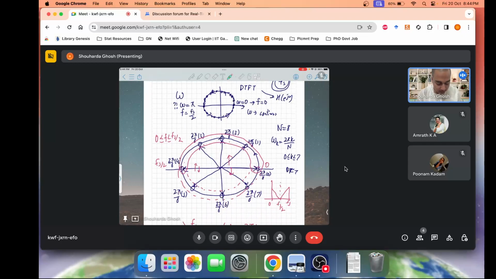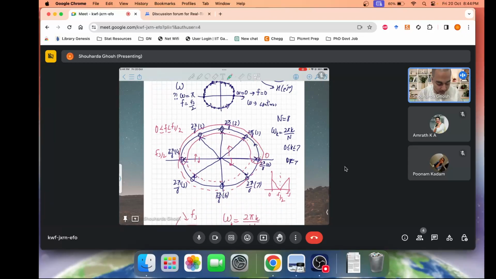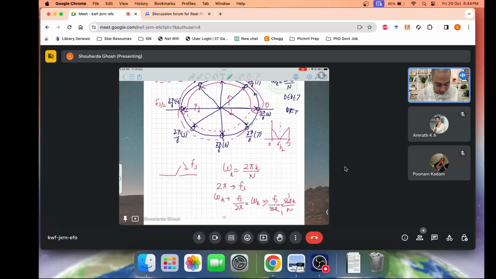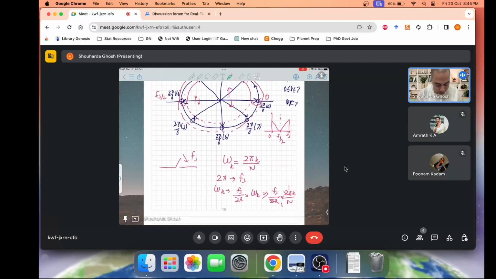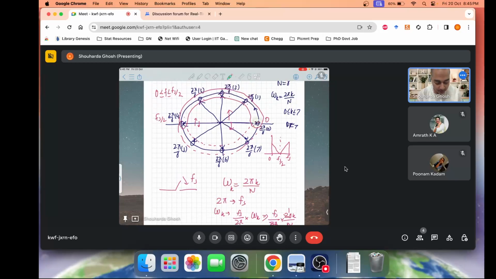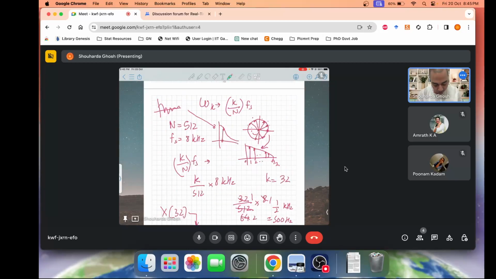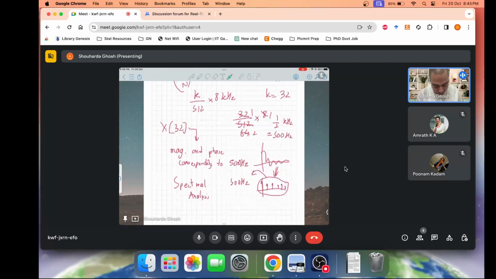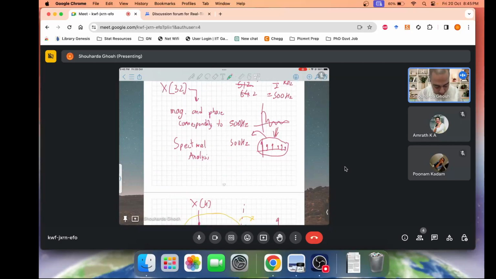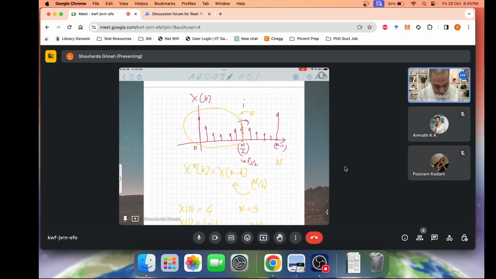So here you can see 0 to 2π, and you have a correspondence also, omega k equal to 2π k upon N. And you can map the frequency and the angular frequency in radians: 2π corresponds to fs. So correspondingly you can obtain the frequency for any of these points. So we had a great detailed discussion. Okay, and then as I mentioned earlier as well, in real-life signals, these are complex conjugates.